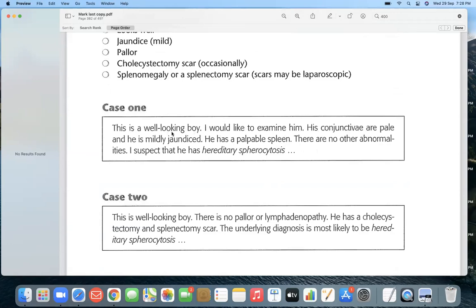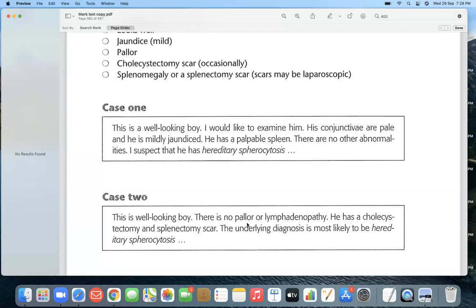Okay, for example, when you're presenting, you can say that this is a well-looking boy. He has pallor and jaundice, or his conjunctiva is pale or jaundiced. He has a palpable spleen, and whatever your measurements are, you can tell. There are no other abnormalities. I suspect hereditary spherocytosis.